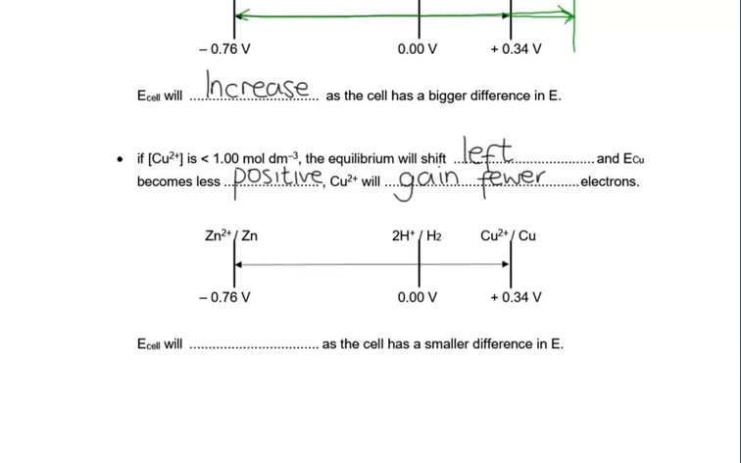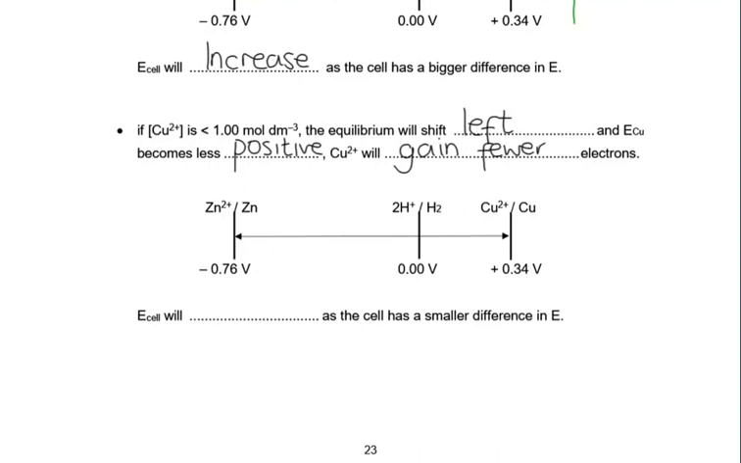There's less copper 2+ there, so we're going to gain fewer electrons. And if we gain fewer electrons, less reduction is happening, then our line is going to shift to the left, just like we said there, the equilibrium is going to shift to the left, and the gap between the two is going to decrease.